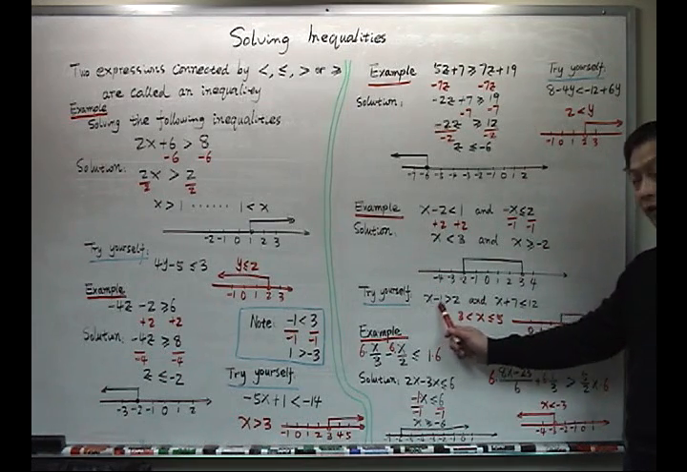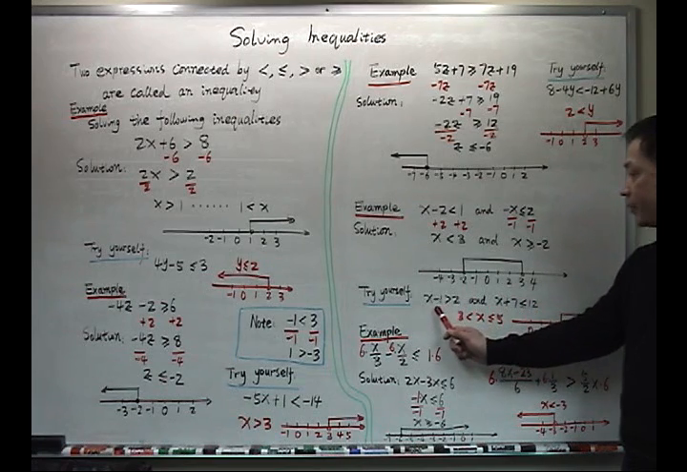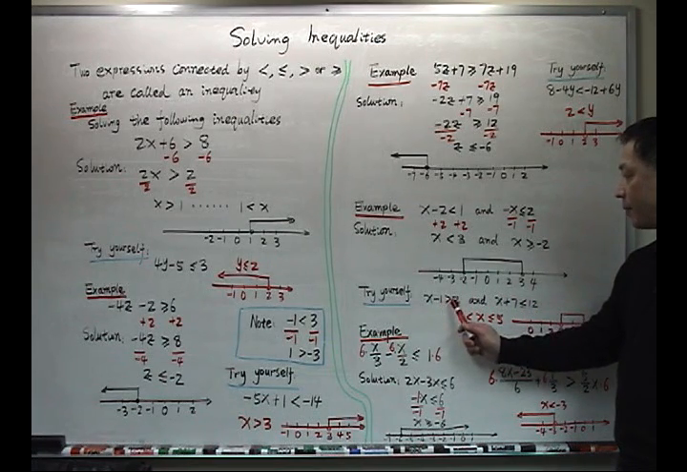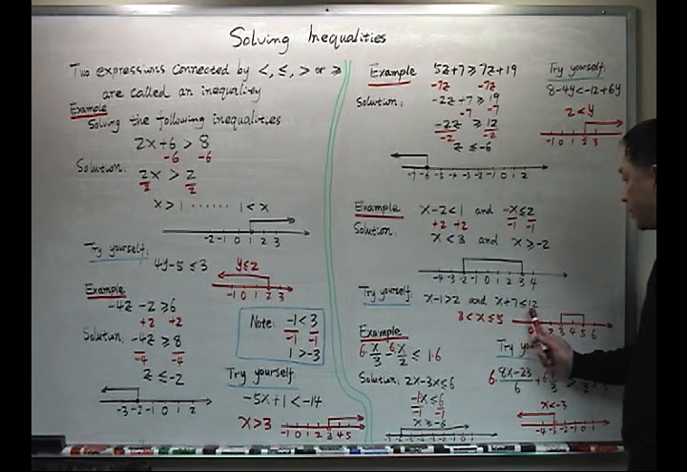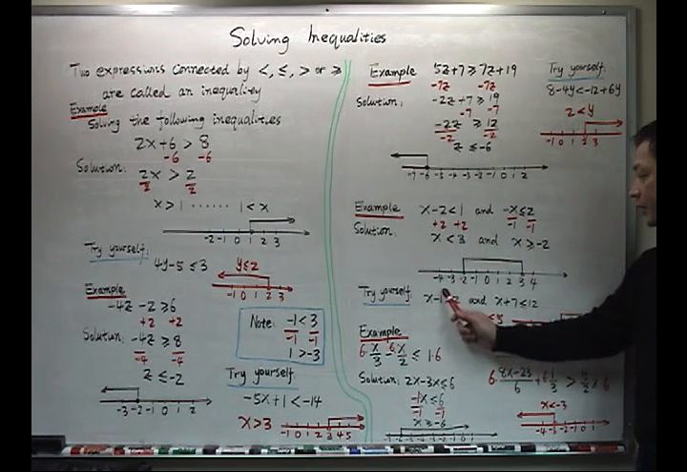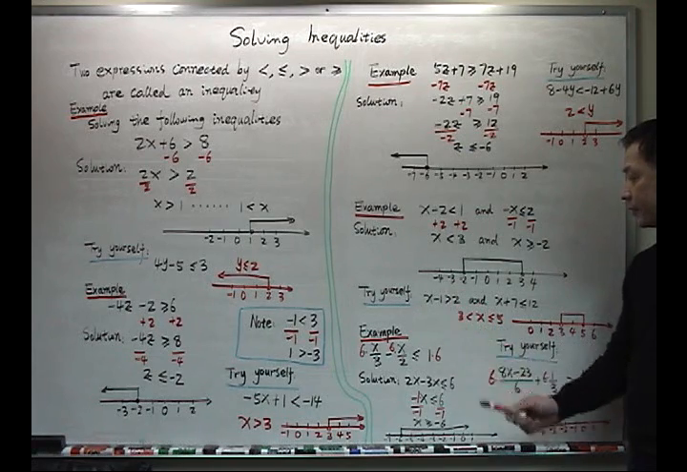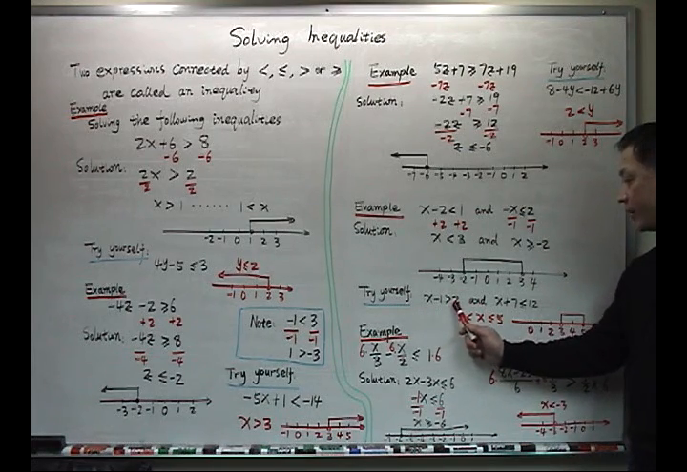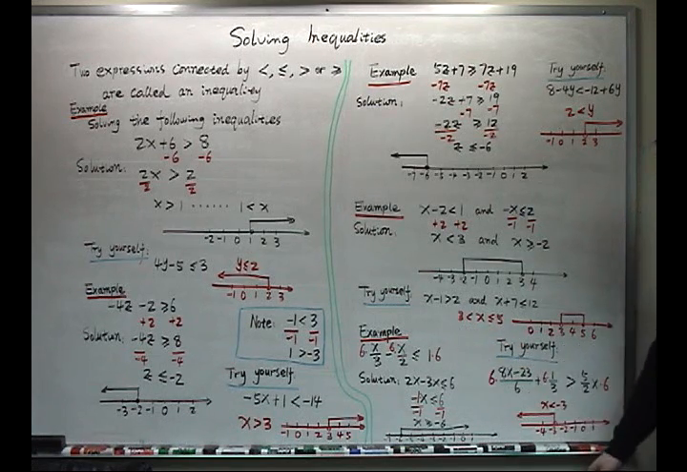Try this one yourself. This one you want to solve x minus 1 greater than 2 and x plus 7 less than or equal to 12. You add 1 on both sides, cancel positive, negative 1. 2 plus 1 is 3. So x is greater than 3.